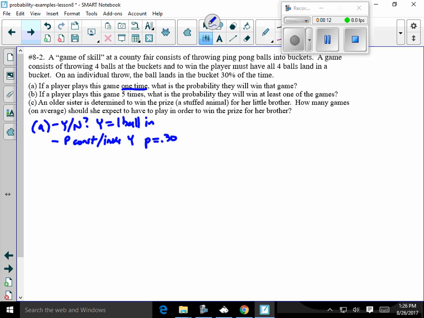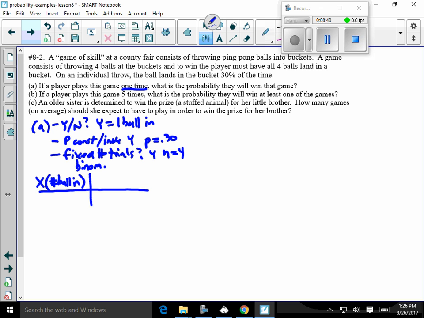30% of the time, a single ball lands in the bucket, and the presumption is that that's true every time you play, right? Do I have a fixed number of trials? I think I do in this case, yes, because the number of trials is 4. We have 4 trials specifically. So that makes this a binomial situation. And that means that I could define my random variable to be the number of balls that go in. And then what are the possibilities? I could have none go in, 1, 2, 3, or all 4 of them go in, okay? And I could find various probabilities for that.